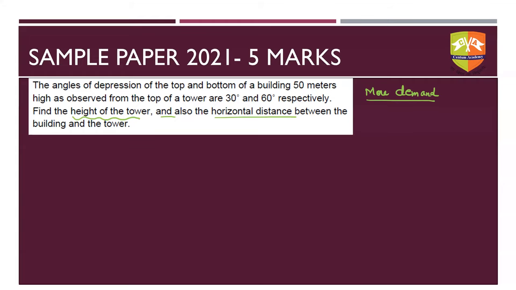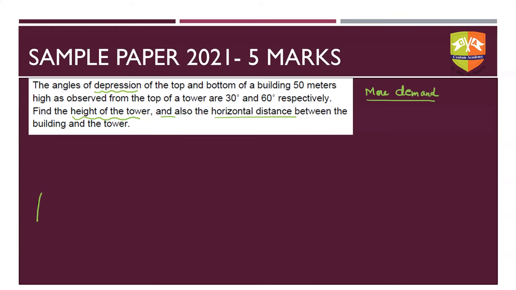Many people struggle in understanding the question itself. So how to go about it? See, they are talking about angles of depression. That means we are looking from some height at the top and bottom of a building. Now, the angle of depression of top and bottom of a building, 50 meters high. So let's make that building itself first.